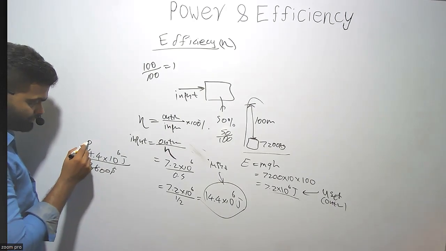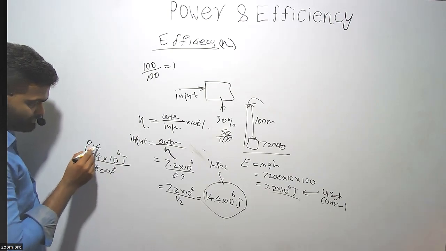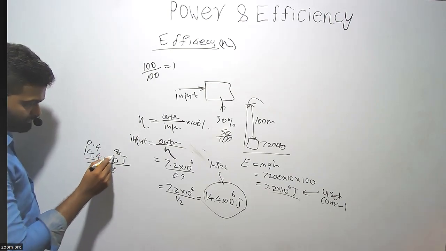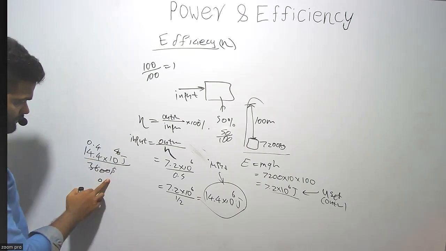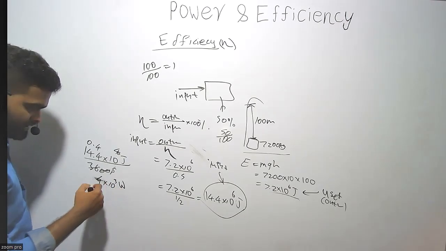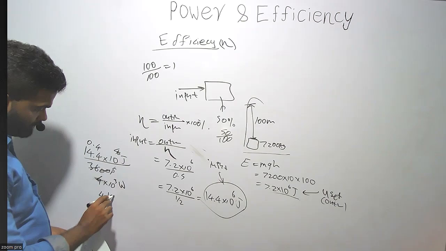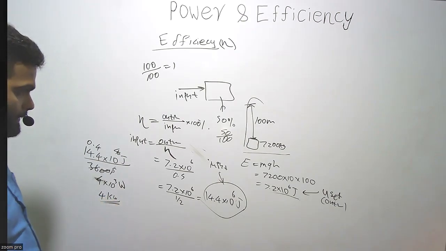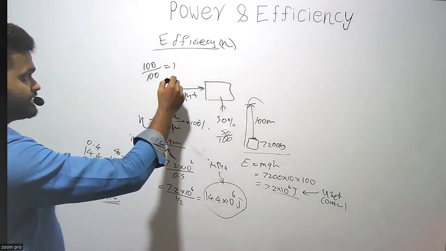So this is 0.36, this is 0.4. 4 times 10 to the power 3 watts. In watts, this is the amount, right? So this is 4 kilowatts. That is the input.